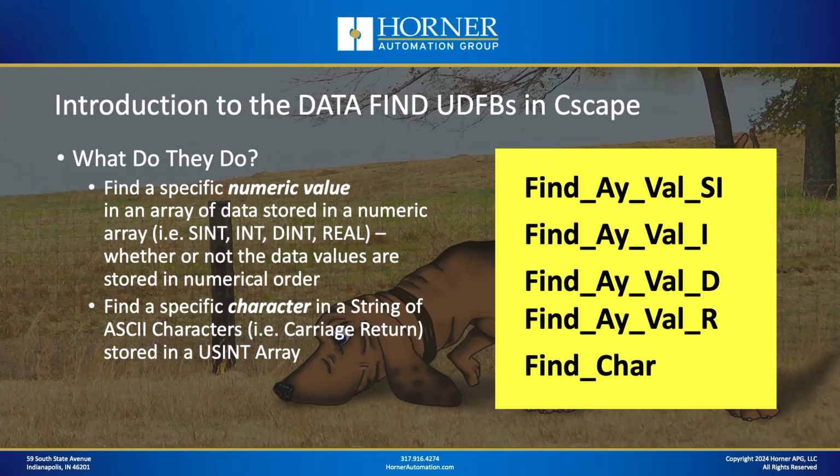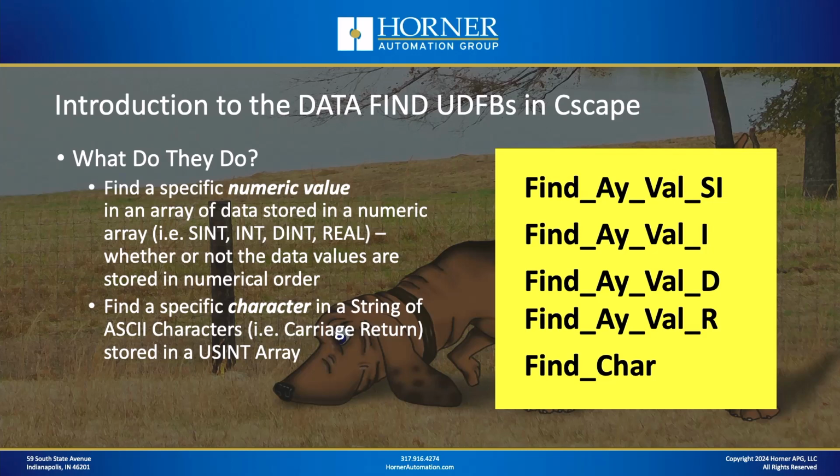Now, they're listed there in that yellow box on the screen, and the first 4 of them listed top to bottom are effectively the same, but they only really vary in terms of the type of data that you're searching through, the type of data in the array you're searching through. Is it a short integer or a byte? That's the top one there that ends in SI. Is it an integer? Is it a double integer? Is it a real value? So those first 4 user-defined function blocks we're going to demonstrate, again, allow you to search through an array for a specific value, whether it happens to be a short integer, integer, double integer, or real.